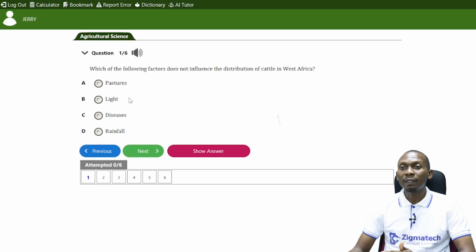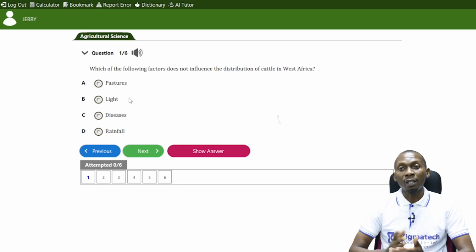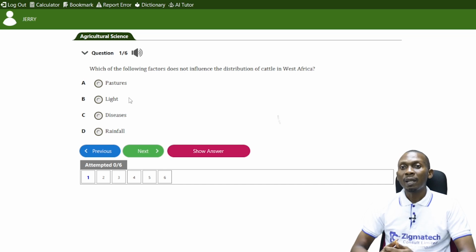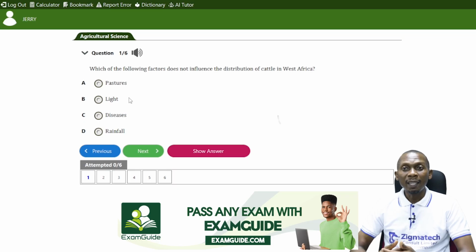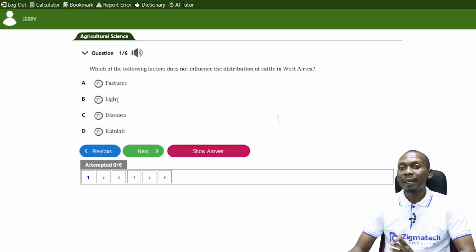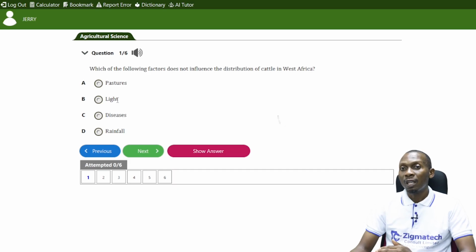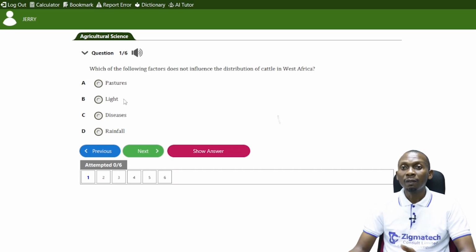Yes, light could affect egg production in poultry birds, but when it comes to cattle, light does not have an effect. So in this case, light is the answer, because if it was poultry birds, then light would not be the answer. We talked about light having an effect on poultry production, especially egg production. But in this case, we're talking about cattle, so light does not have an effect. So the answer is B.